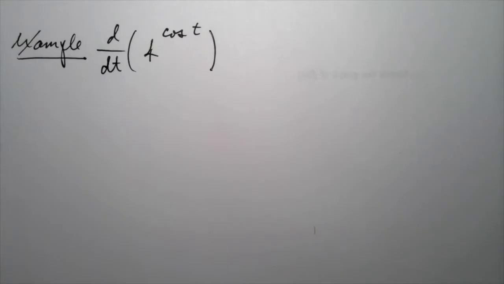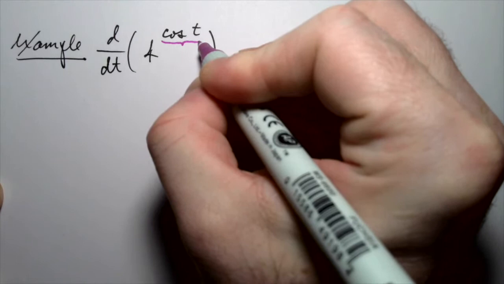Next example, let's take the derivative of 4 raised to the power cosine of t. The first step is to recognize the inside and the outside of this composition. What are the two steps? In what order are they happening?